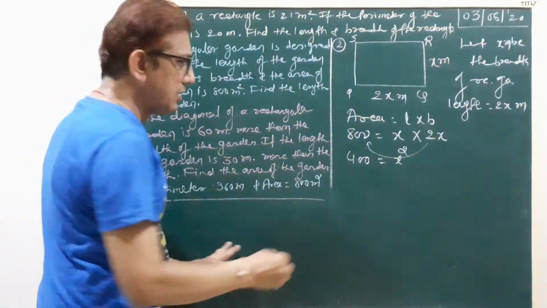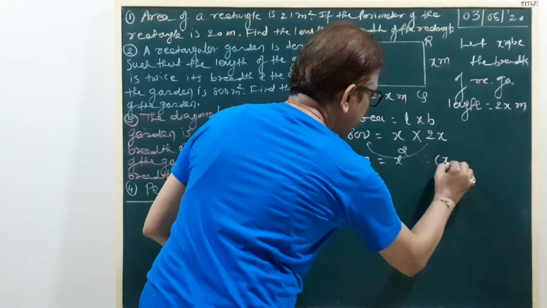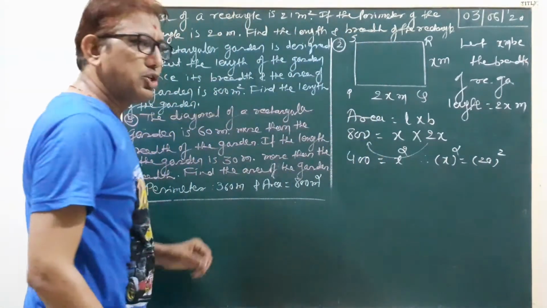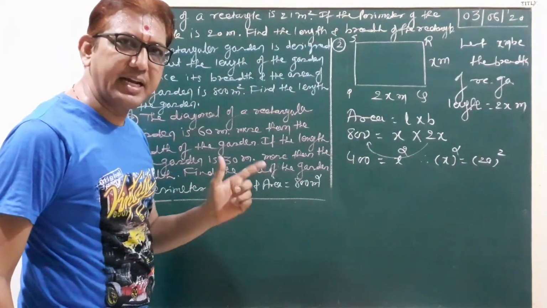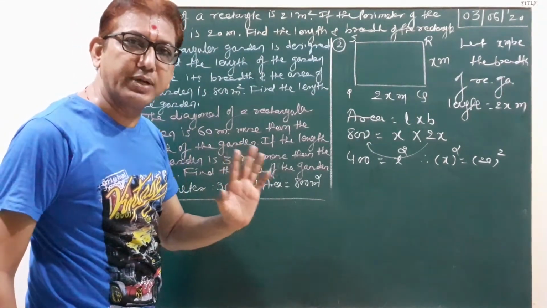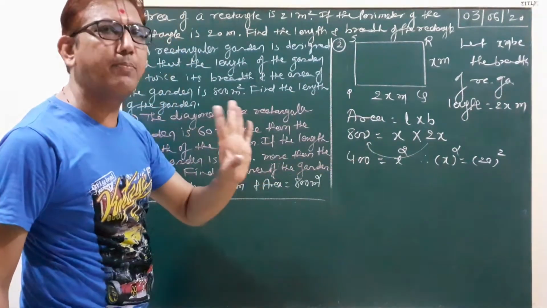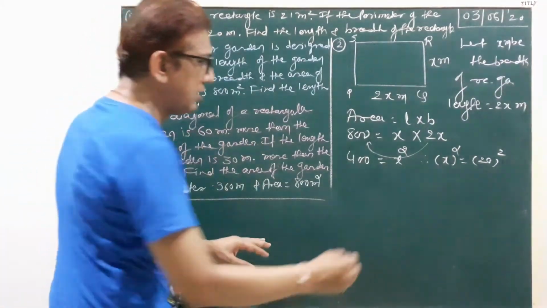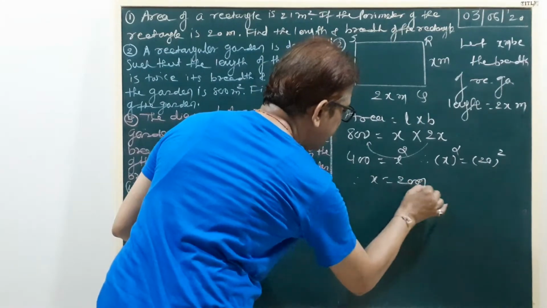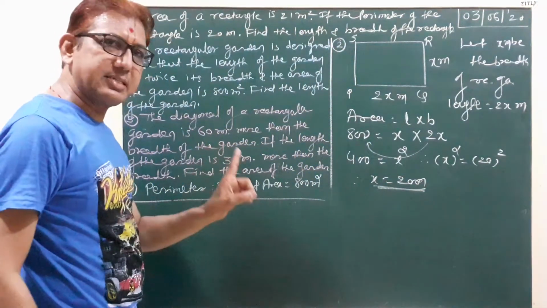Is that clear? So therefore here x square equal to 20 square. 20 square is also 400 and minus 20 square is also 400. But length and breadth never can be negative, so we can use only positive integer. Okay? So we take both the sides square root, therefore x equal to 20 meter.